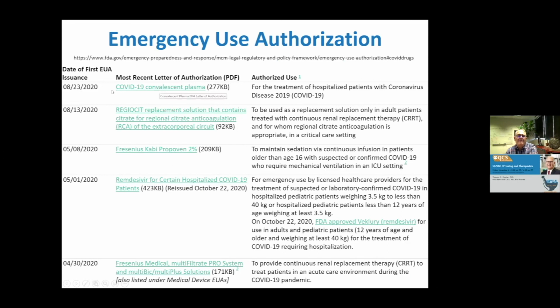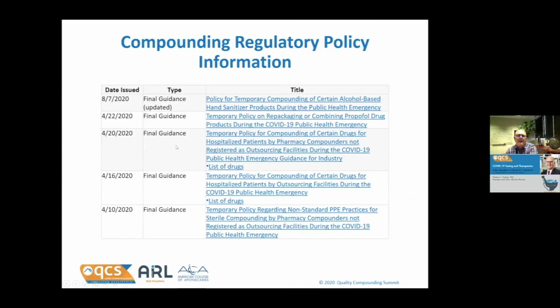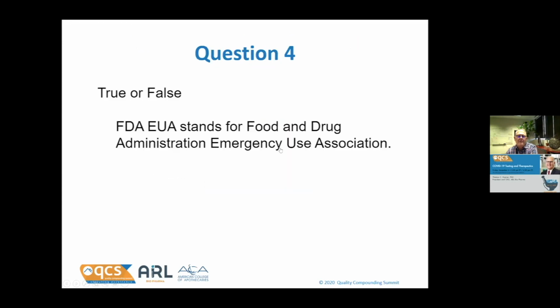Okay, these are some emergency use authorizations. Here you saw the plasma back in August, remdesivir for certain patients, and then the compounding. Earlier, someone, I don't know who, listed these, but these were listed on some compounding guidance documents from the FDA, talking about hand sanitizers and other issues, and a temporary policy for compounding of certain drugs for hospitalized patients. So these are a source for you for that perspective.